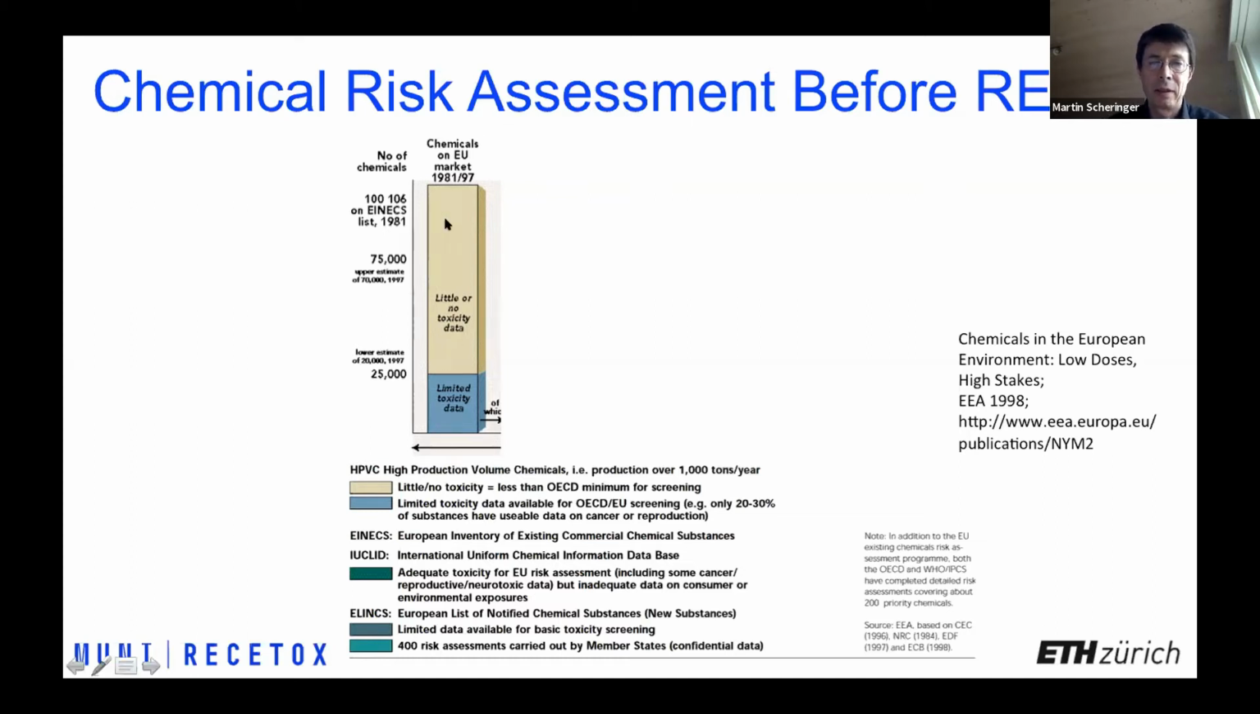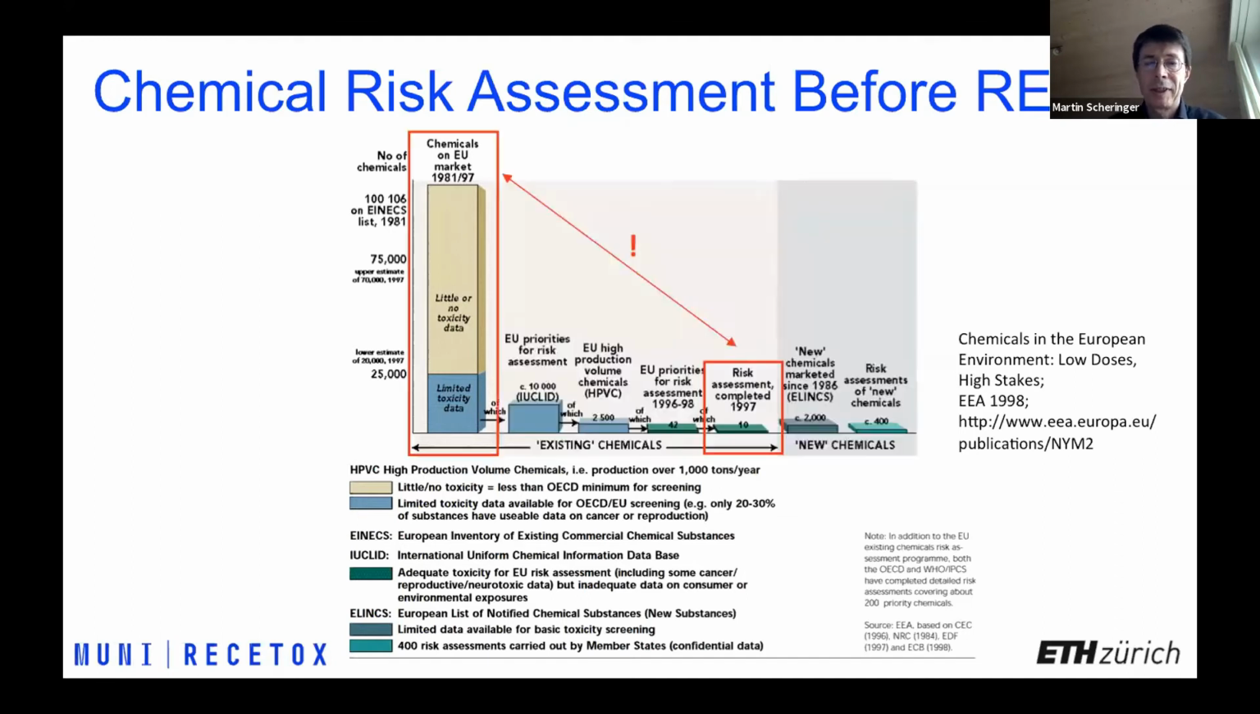And you can already see there is an indication of the problem, because in the larger brown part of that column, it says little or no toxicity data. And then the question is, at the time, it was the government authorities who were responsible for the risk assessment of existing chemicals. How many of these risk assessments had been conducted? This regime was introduced in the 1980s, and this question was asked at the end of the 1990s, so let's say 15, 20 years when the government authorities were working on chemical risk assessments.